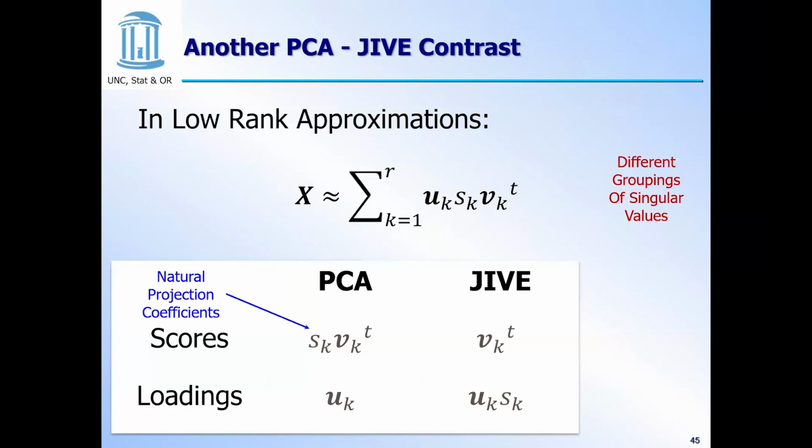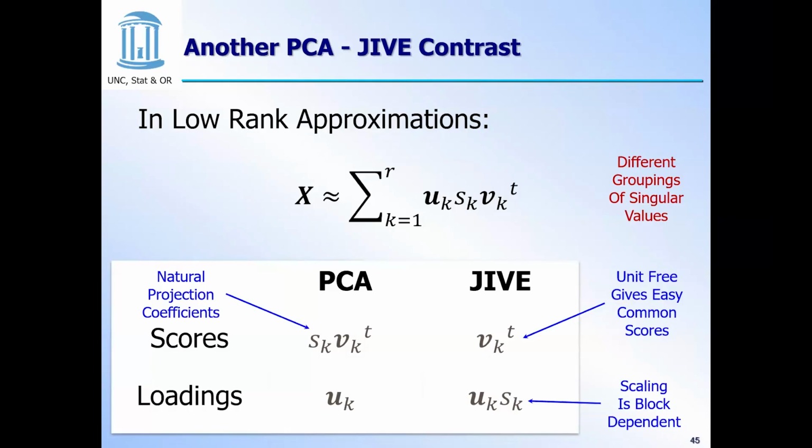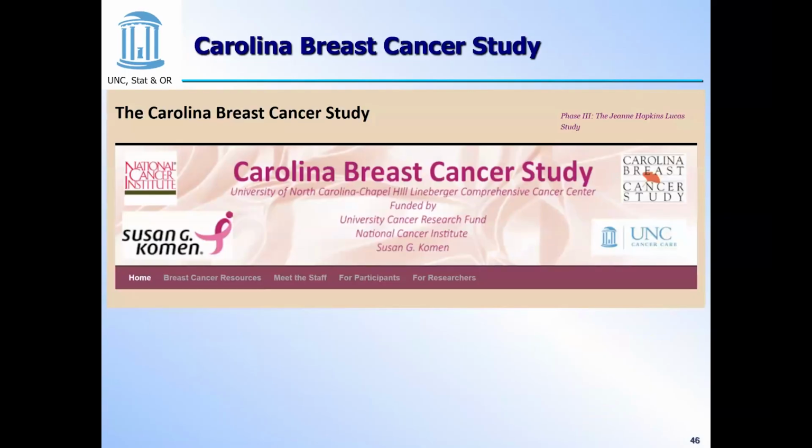In PCA, we're thinking about the U's as the directions, and so therefore it makes sense to group the singular values with the projection coefficients. But in DIVAS, we want to keep the unit-free directions. So what we do is take the singular values and put those together with the U's instead. It's natural because the scaling depends on the data block. It's natural to put it in with a particular data block. We want something unit-free to be common across. So that gives an easy way to represent the scores there.